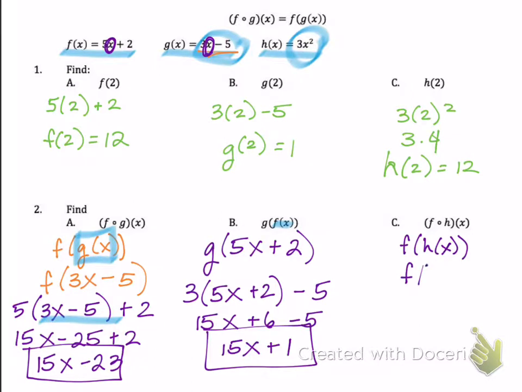Hold on, B, why did... so on the top it says g is 3x minus 5, why do you only put 3 in front and 5 in the back? So I'm going to replace the x for f of x. So 5 times 3x squared, 3x squared plus 2 is 15x squared plus 2. And that will be my final answer.